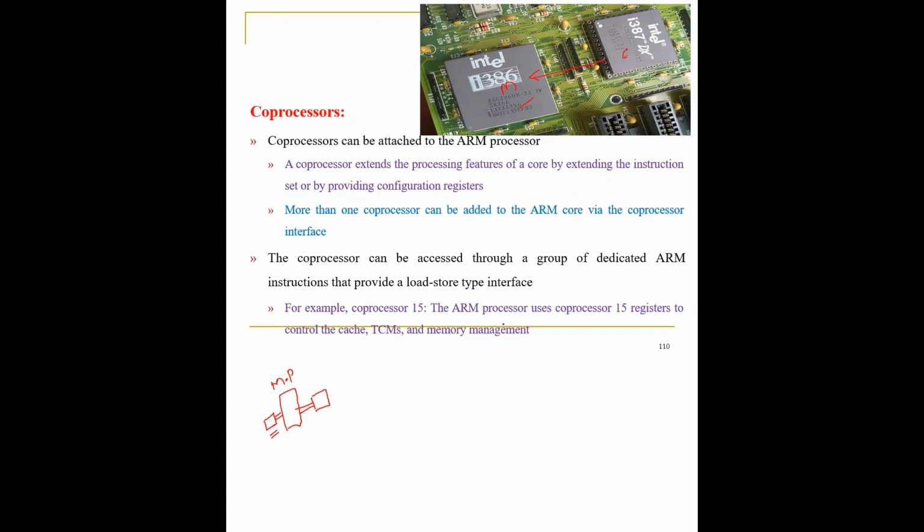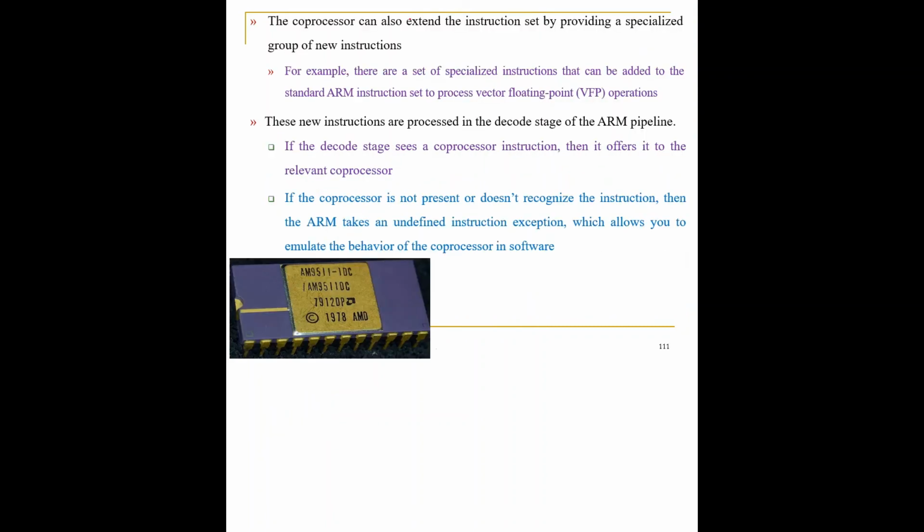So as I said, if you want to control the core extensions and the main processor is not able to do it, then I am going to install a processor which is called coprocessor 15. Through that processor, I am going to do all the extra functionalities. Not only that, the coprocessors can also extend the instruction set by providing a specialized group of new instructions.